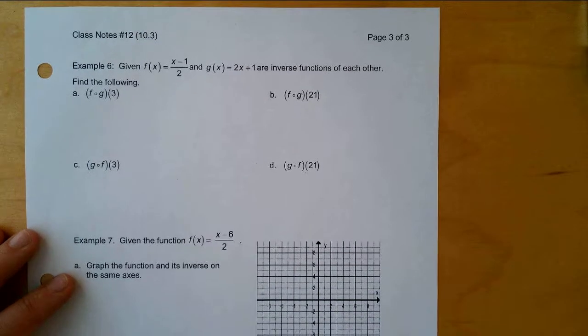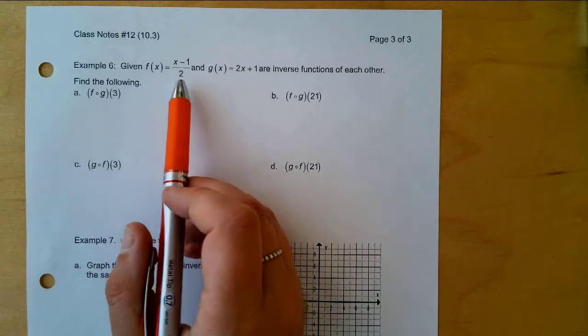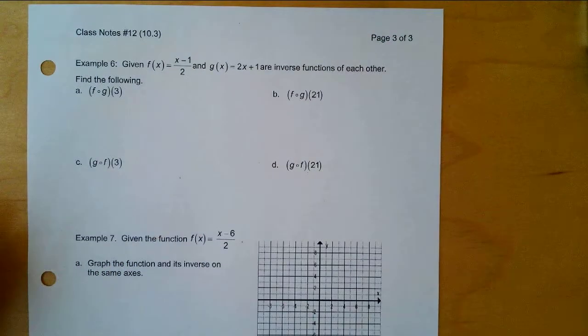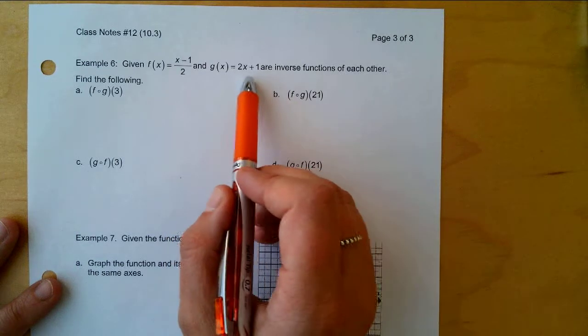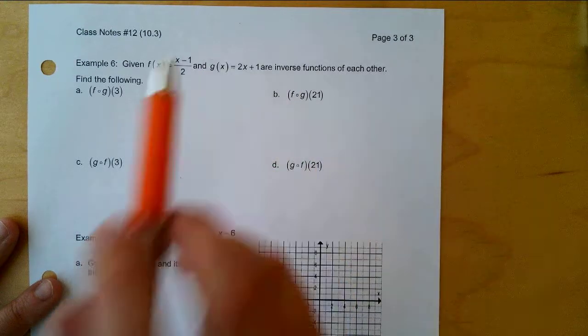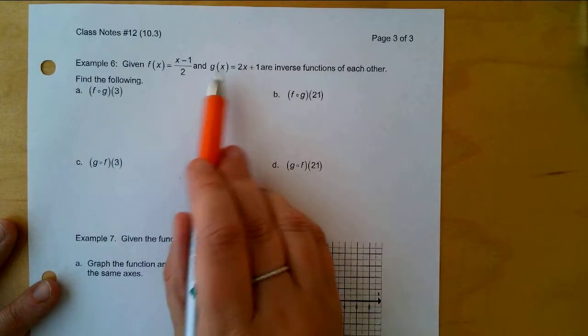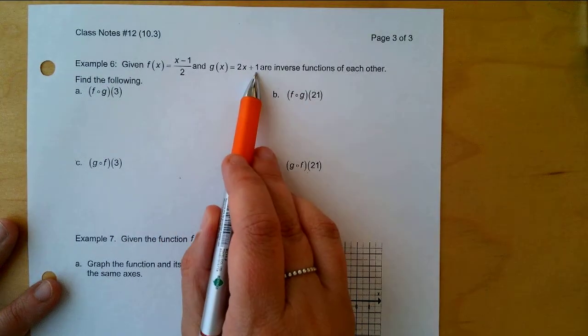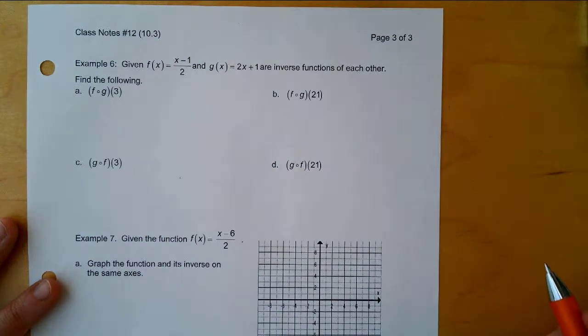All right, let's look at example 6. So we have this function f of x equals x minus 1 divided by 2, and we have g of x equals 2x plus 1. These are inverse functions of each other. Do you see what about them looks inversey? What are the inverse operations that are going on? Well, here I see times 2, here I see divide by 2. Here I see plus 1, here I see minus 1. So that's where I'm kind of seeing some of the inverse operations.